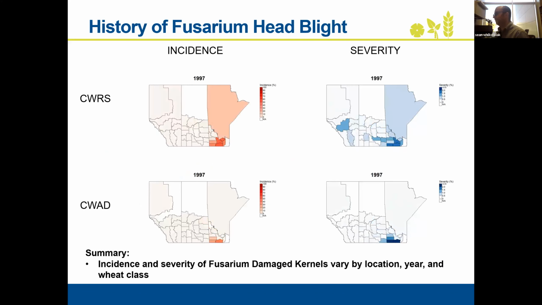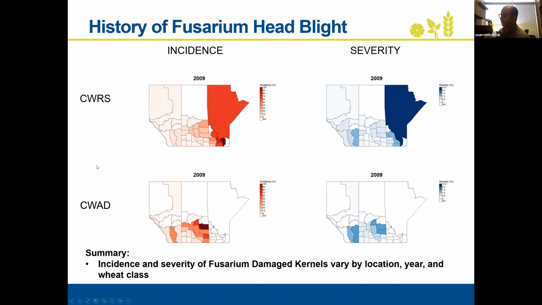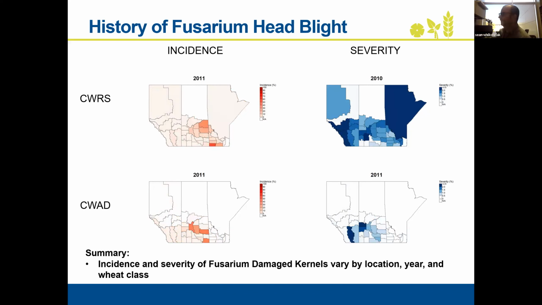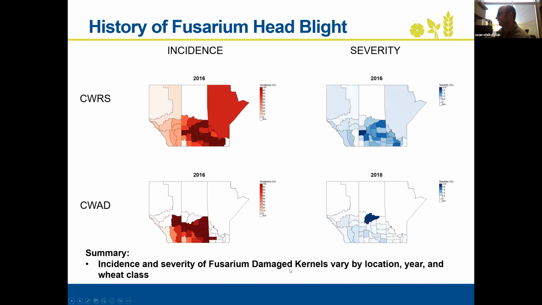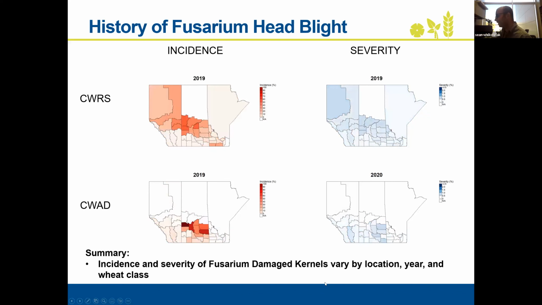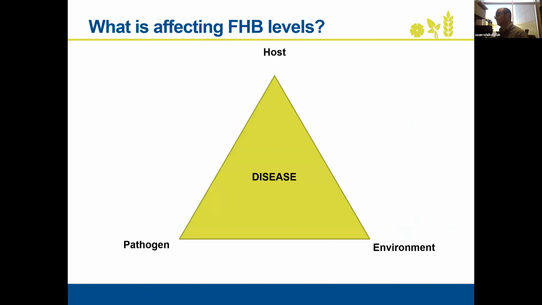So here's the same data, but I've done it as a time series where you can see it as an animation. You can see the disease is slow going into the 2000s and is slowly picking up for both red spring and durum wheat. And then once we hit 2016, it's just a completely nasty year. You can see just how bad it was in 2016 for incidence. So the disease varies by location and year, and 2016 was a bad year.